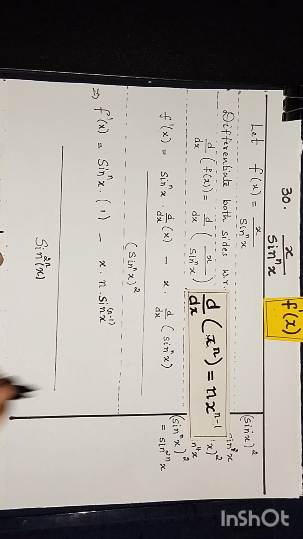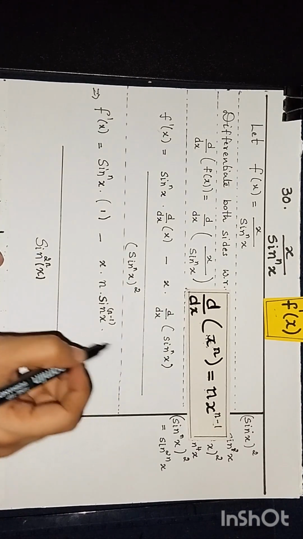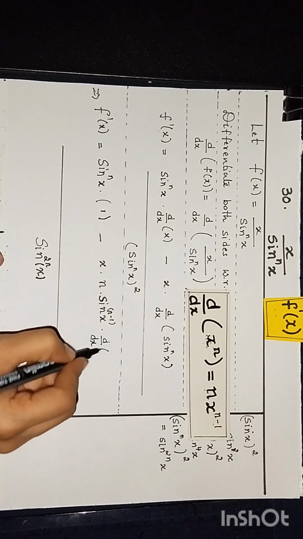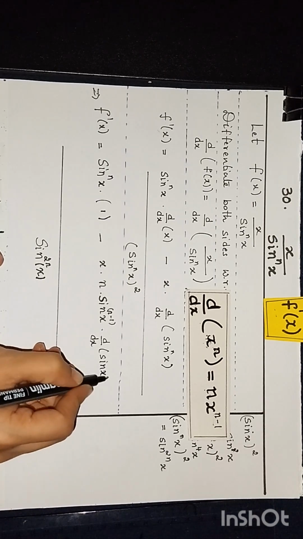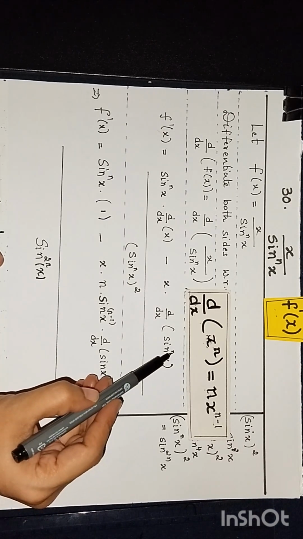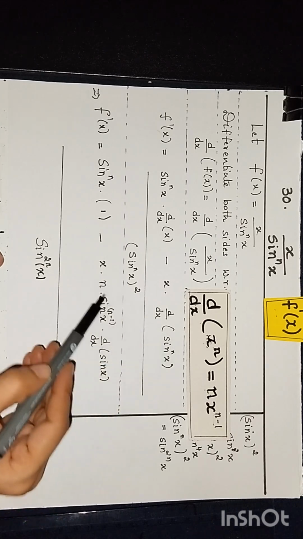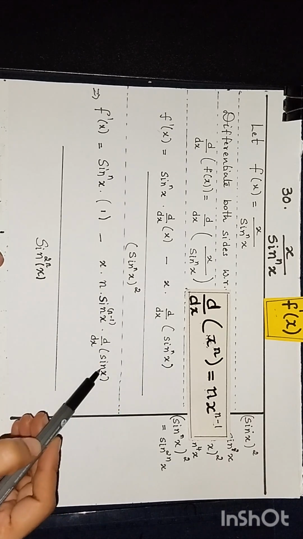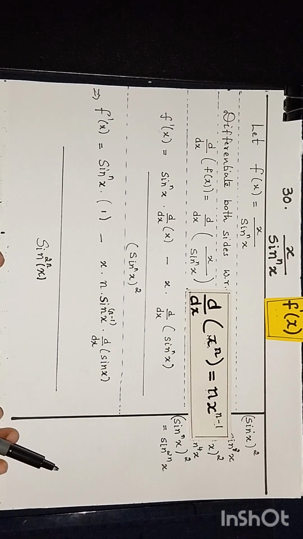Okay, now we will differentiate the sine function, that is the inside function. When you're differentiating the inside function, you don't write n because it is already differentiated. So you just need to write this sine x.